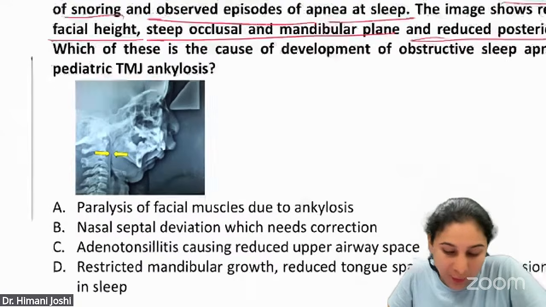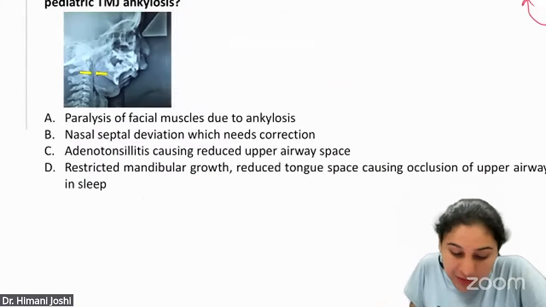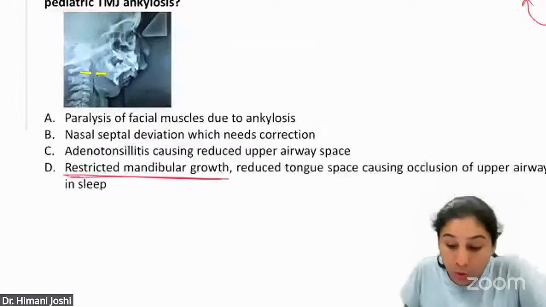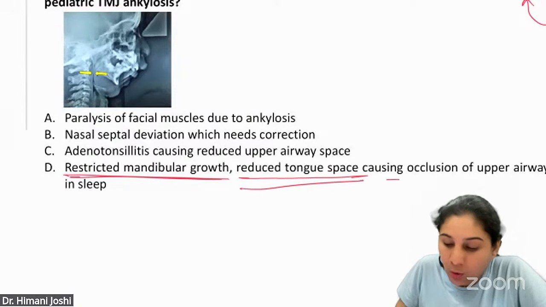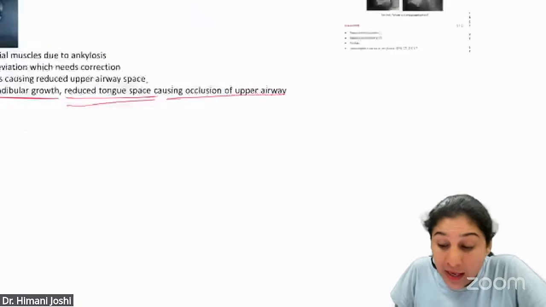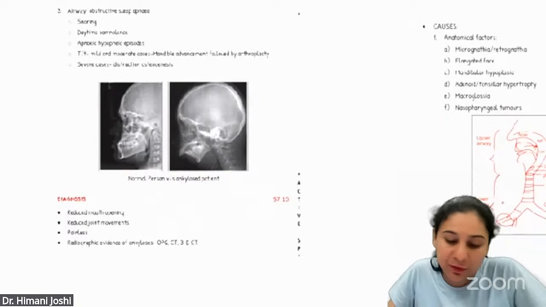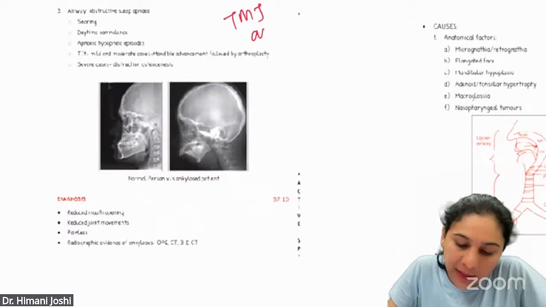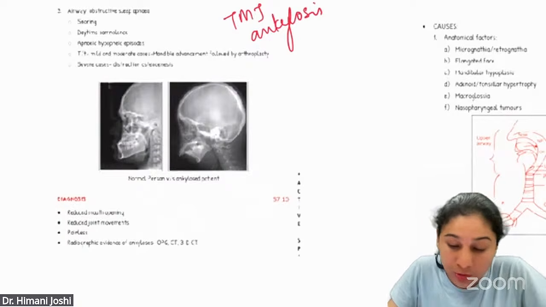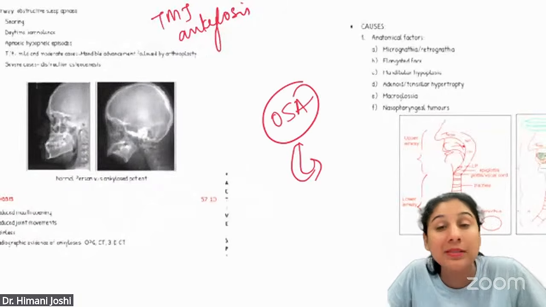And this is the image from our notes where we have told you very clearly that restricted mandibular growth causes reduced tongue space and occlusion of the upper airway in sleep. I am very proud to have taught you this in two places. I have taught you OSA in the TMJ ankylosis part, in the TMJ chapter, and we have taught you OSA separately also in the miscellaneous section.